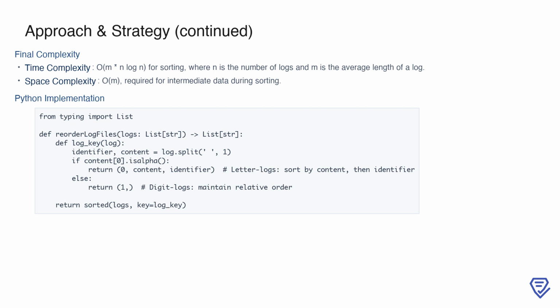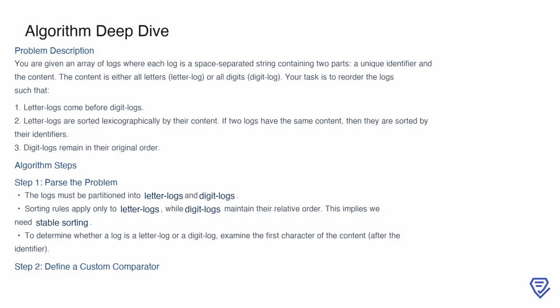The problem requires us to reorder an array of logs, where each log consists of a unique identifier followed by its content. The content can either be letters, making it a letter log, or digits, making it a digit log. Our goal is to reorder these logs based on specific rules. First, all letter logs must appear before digit logs. Then, the letter logs need to be sorted lexicographically by their content. If two letter logs have the same content, they should be sorted by their identifiers. Lastly, digit logs must maintain their original order and simply follow the sorted letter logs.